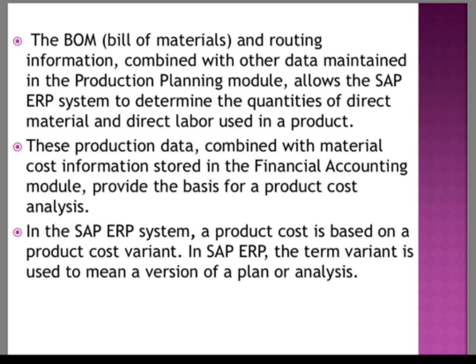In the SAP ERP system, a product cost is based on a product cost variant. In SAP ERP, the term variant is used to mean a version of a plan or analysis. So when we say a product cost variant, it is basically the procedure for developing a product cost analysis. Many variants can be created for different planning requirements. Once the product cost variant is developed, it only takes seconds for the SAP ERP system to gather the required information to create the product cost estimate.